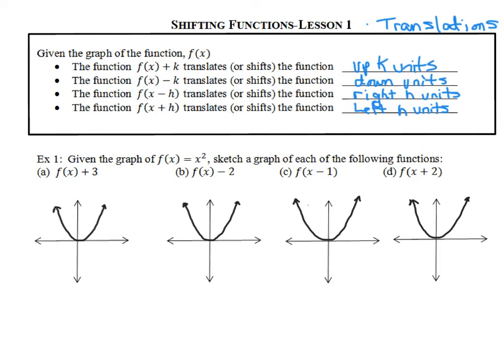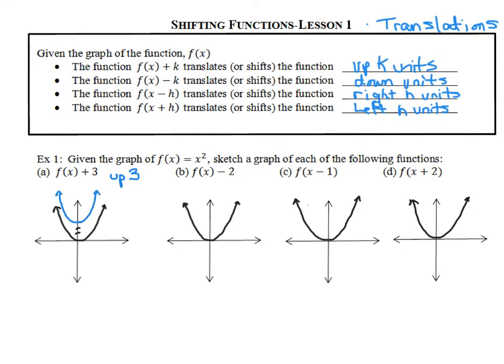So for the first one, I see that I want to find f of x plus 3. Of course, that means that we are going to shift our graph up 3 units. So on my graph, I am going to go 3 units from the vertex, and I am going to make my parabola with a vertex at the point 0, 3.